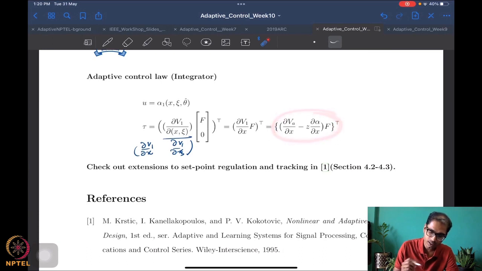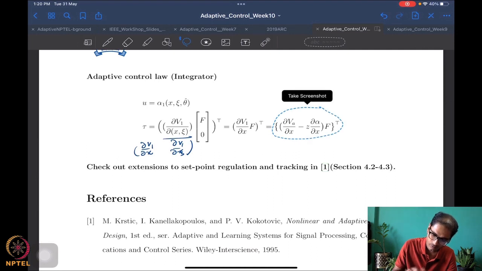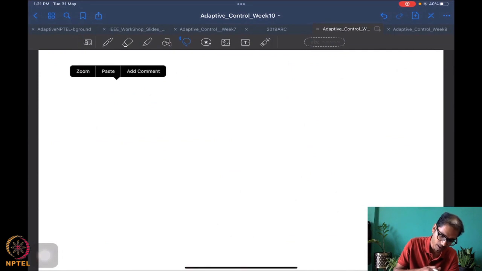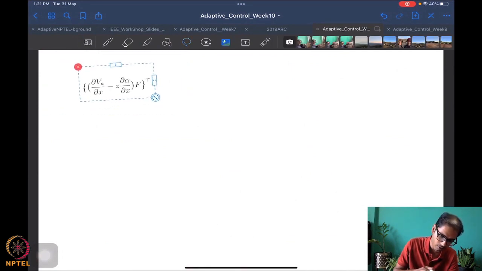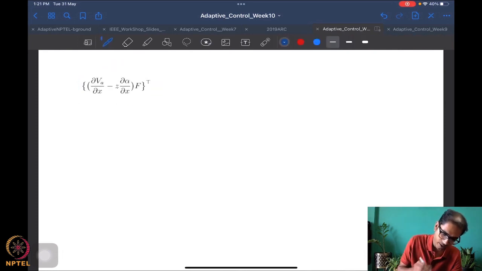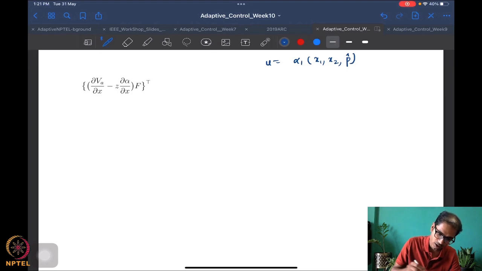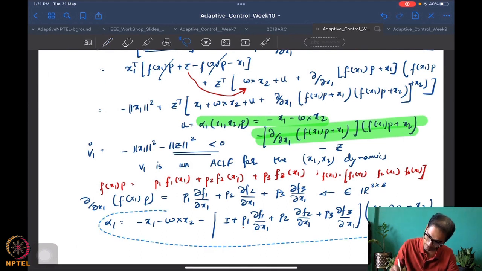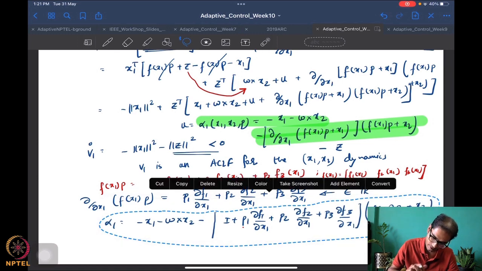So I just have to compute this, which is now del v a del x. So I'm going to actually try to copy this. Yeah, great. So I'm going to just copy this, right? So this is copied, and so this is the expression that I'm trying to compute for the tuning function, because my feedback is of course alpha 1, x1, x2, and a p hat. So I replace p by p hat everywhere. So if you want, I can even reproduce that expression here. This is going to be this whole mess.